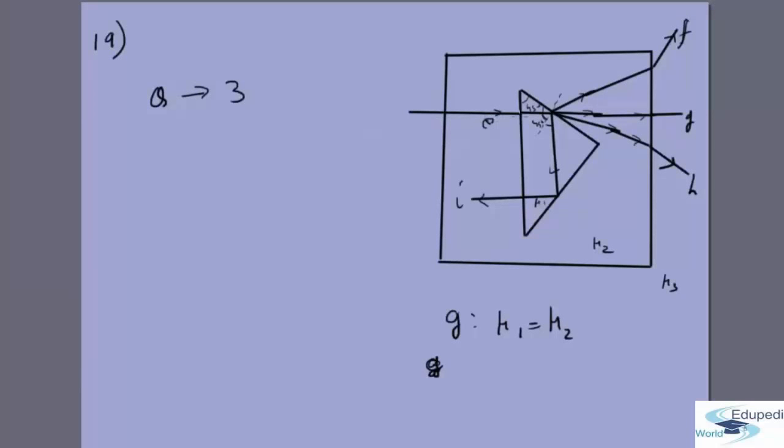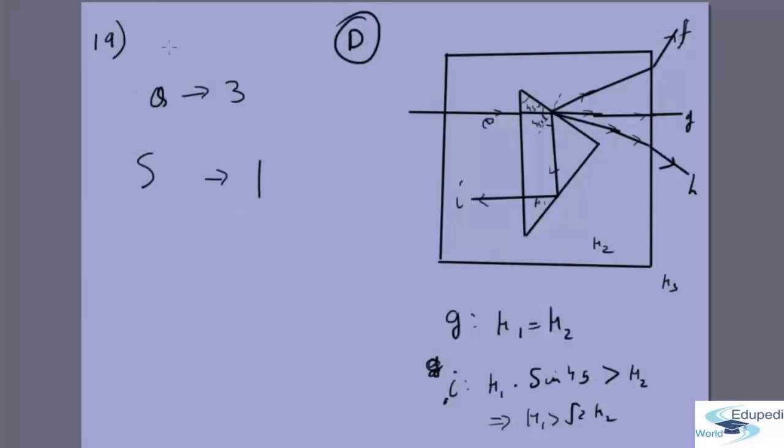After that, let's look at the others. What happens in I? In I, you need to have total internal reflection, which means mu1 times sine 45 has to be greater than mu2, right? Because then mu2 sine theta will never be able to achieve this. It has to be greater than mu2, in which case mu1 has to be greater than root 2 mu2. If this is the case, mu1 sine 45 will never be mu2 sine theta for any theta, right? So mu1 greater than root 2 mu2, which is 1. So S goes to 1. From that you can directly see that option D is correct, but we'll do the other ones also, obviously.